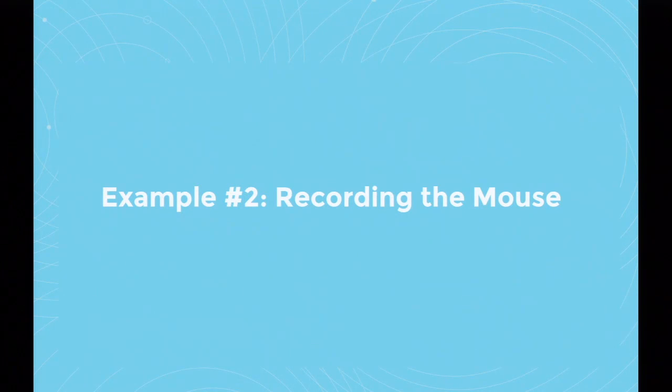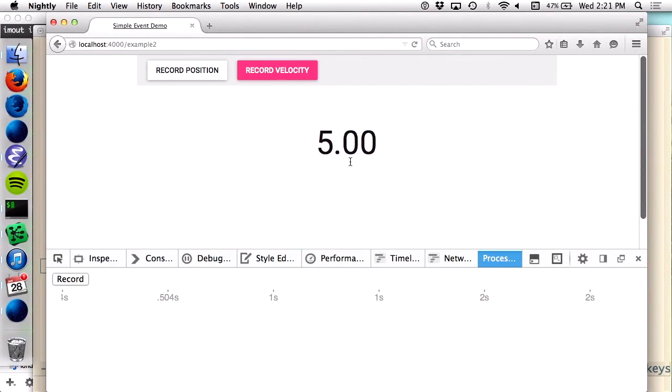That was cool. Let's look at another example where there might be some more benefits. Recording the mouse. This is more of a stream, right? If I click record position, it's recording the position of the mouse. If I click record velocity, it takes the last mouse coordinates and the current ones and subtracts them. So if I go fast, it's bigger. If I go slower, it's smaller.